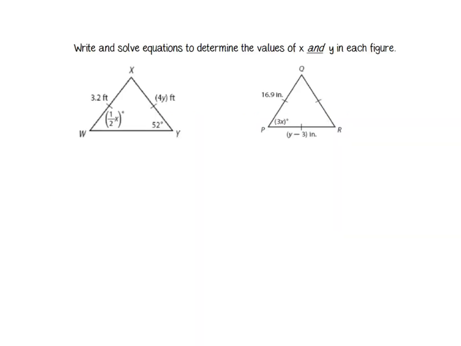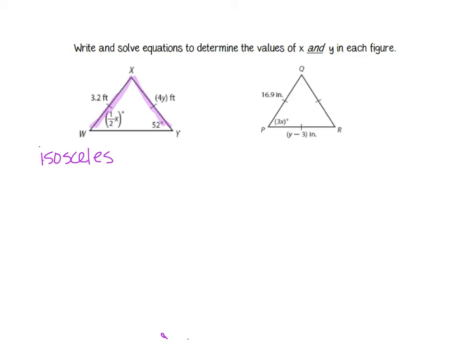Now take a look at these. These are the ones you're more likely going to see. So the first thing we need to do is identify what type of triangle we have here. And this one is an isosceles, which means that I have two sides that are the same length and two angles that are the same measure. So the first thing I want to do is look at my sides. This side is congruent to this side. That means they are equal.